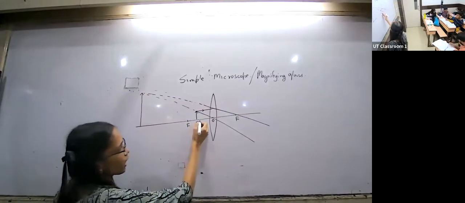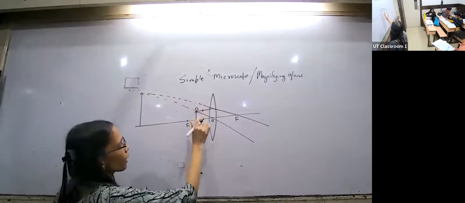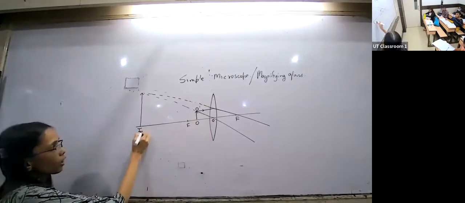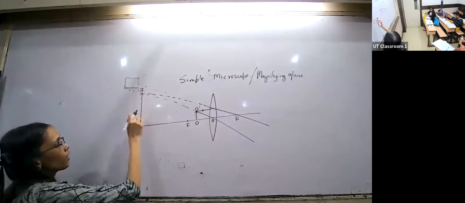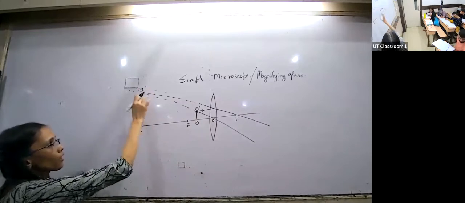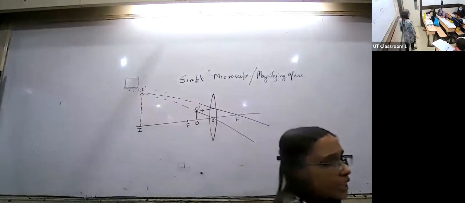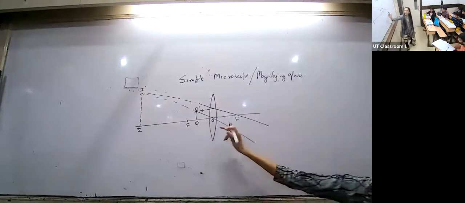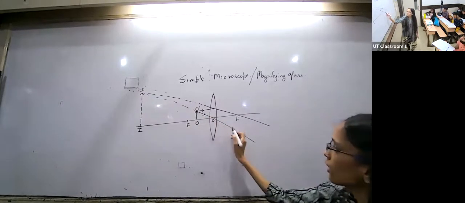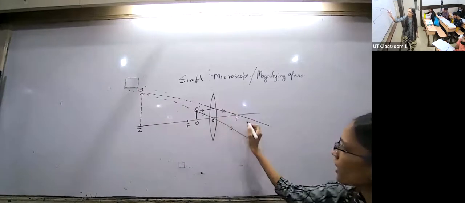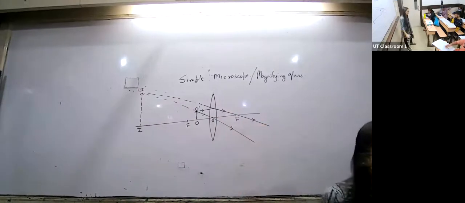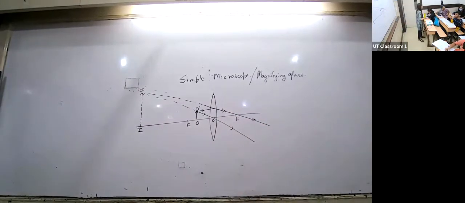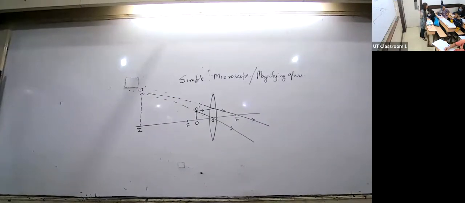Please write label objects properly, O dash, and label image also. I have seen not labeled object and images. Show direction of rays before refraction and after refraction. Yes, I'm just raising some important points in your diagram. Is this clear? Yes, ma'am.